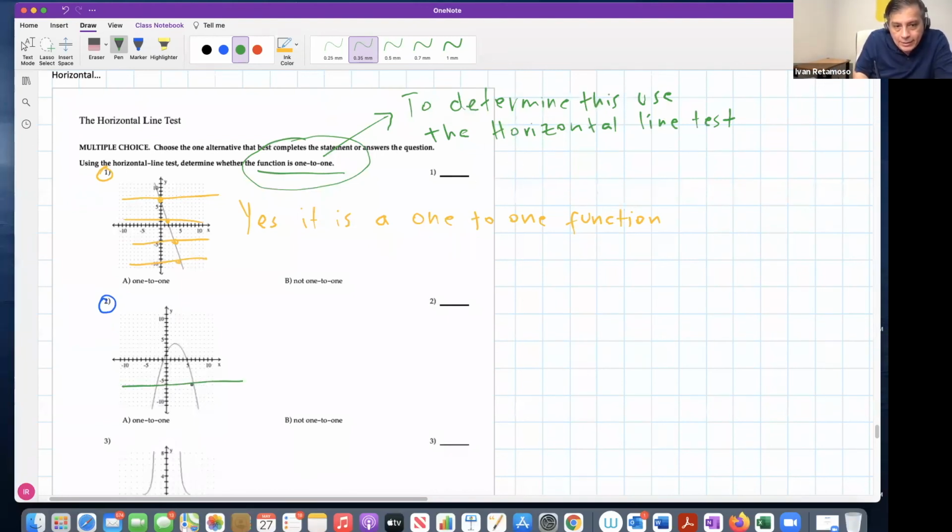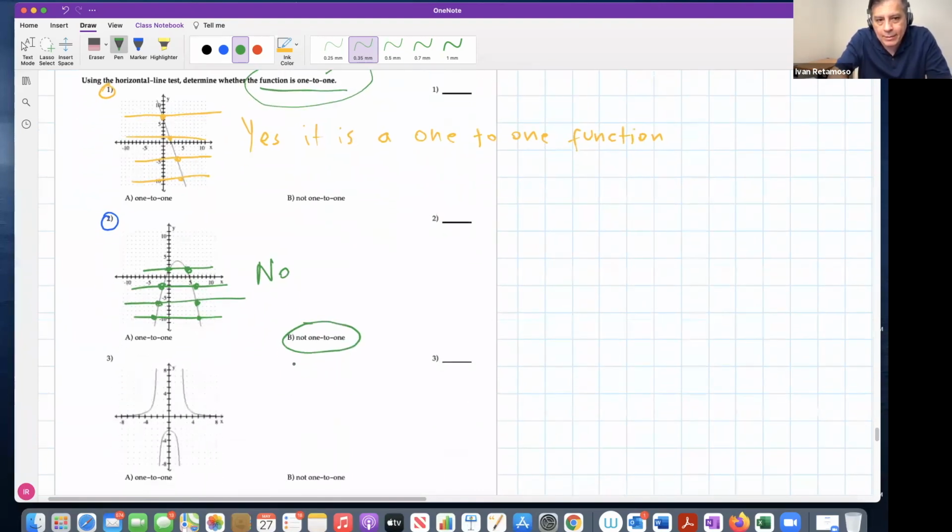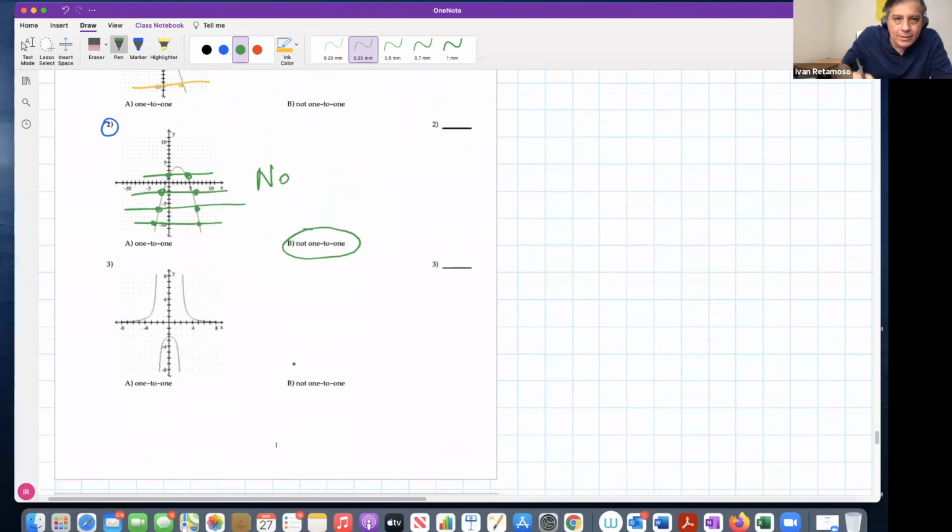Now, notice if I draw horizontal lines, in general, they meet the graph twice, right? This is not a one-to-one function. It's a two-to-one function, perhaps, but not a one-to-one function. It's a function, though, but it's not a one-to-one function. That's what is important.